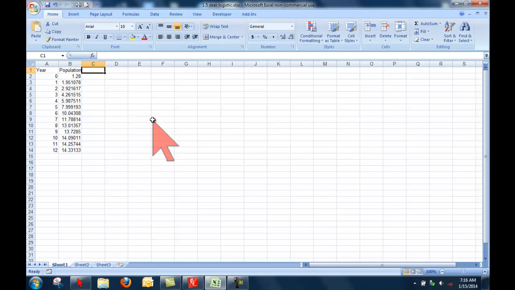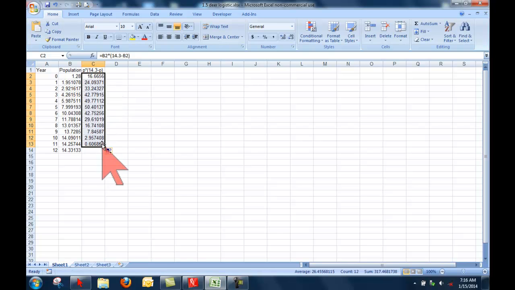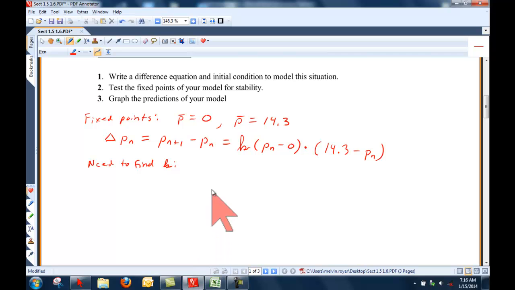I'm going to generate a column for p times 14.3 minus p. So that's the header that tells me what's going on there. This is the population times 14.3 minus the population. And let's drag this formula down. And so that will be the x's in a new graph that I'm about to make.